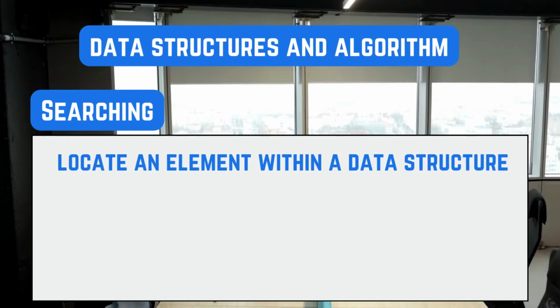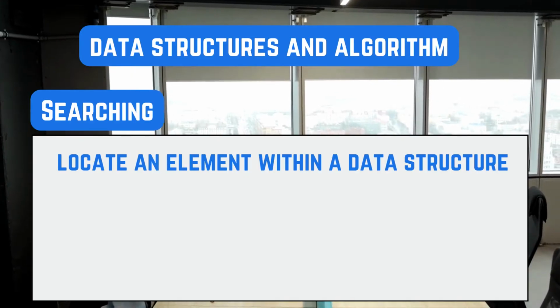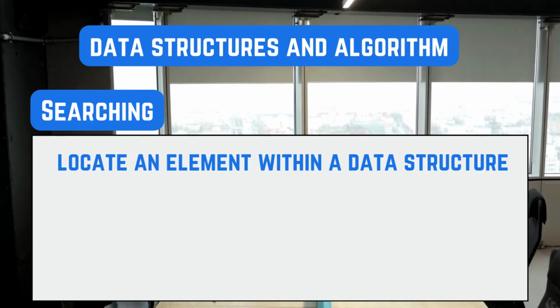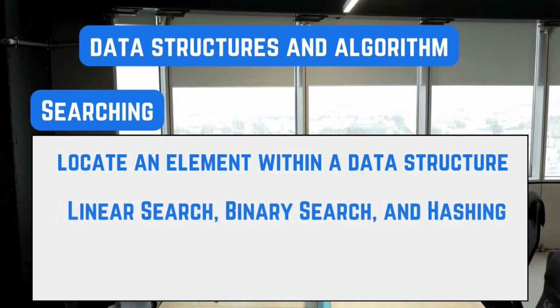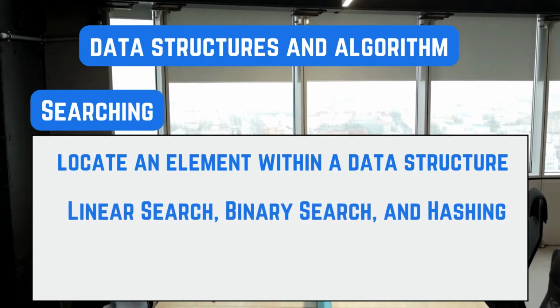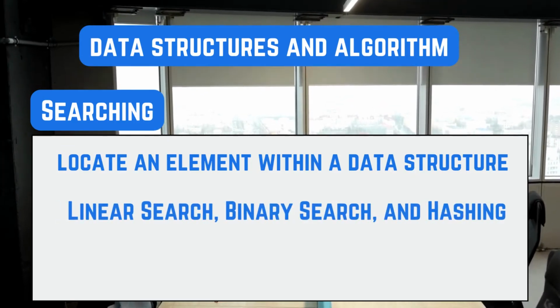Second is searching algorithms. Searching algorithms are used to locate an element within a data structure. Some popular searching algorithms include linear search, binary search, and hashing.